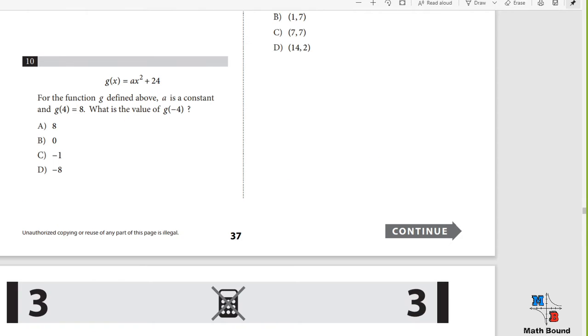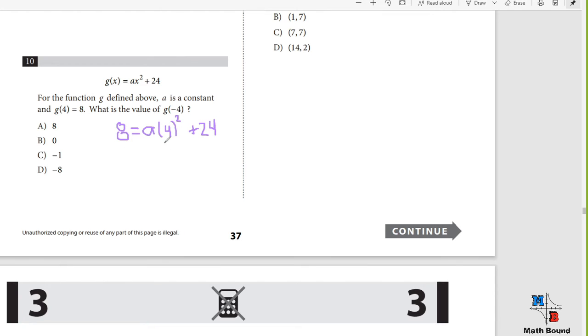For number 10, we have a problem where they give us a function, g of x equals ax squared plus 24. And they said, for function g defined above, a is a constant, and g of 4 equals 8. What is the value of g of negative 4? We know g of 4 is equal to 8. So that means that 8 is the same as a times 4 squared plus 24.